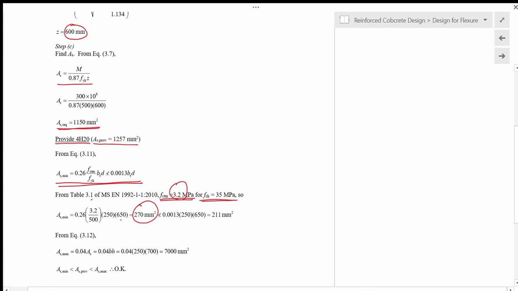And then for maximum steel bar area, AS max is 4% of the concrete cross section. The concrete cross section is 250 by 700 mm. The overall height of the beam is 700 mm, so this is B, this is H. So we get 7,000 square millimeter. In this case, the provided steel is more than 270 square millimeter and less than 7,000 square millimeter. So we say that the design is okay.